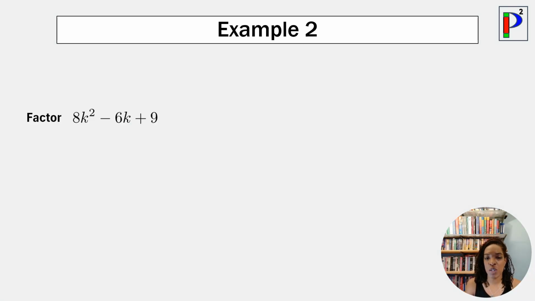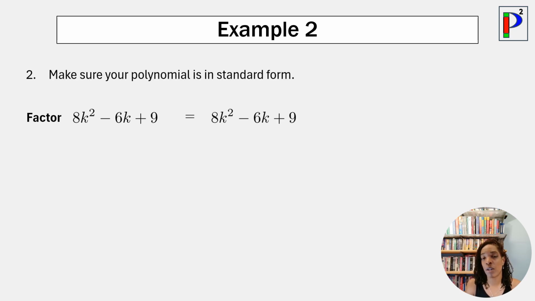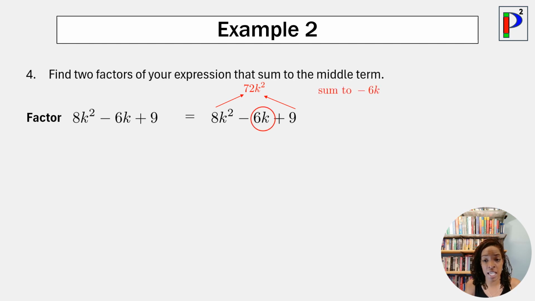Let's factor 8k squared minus 6k plus 9 using the AC method. I look for a GCF first, and since I don't see one, I'll make sure that my polynomial is in standard form, which it is. So now I'm going to multiply my first and last term. So 8k squared times 9 gives me 72k squared. Now I need to split my middle term, so I need two terms that sum to negative 6k and multiply to 72k squared. Negative 12k and 6k will work, so I am going to split my middle term.